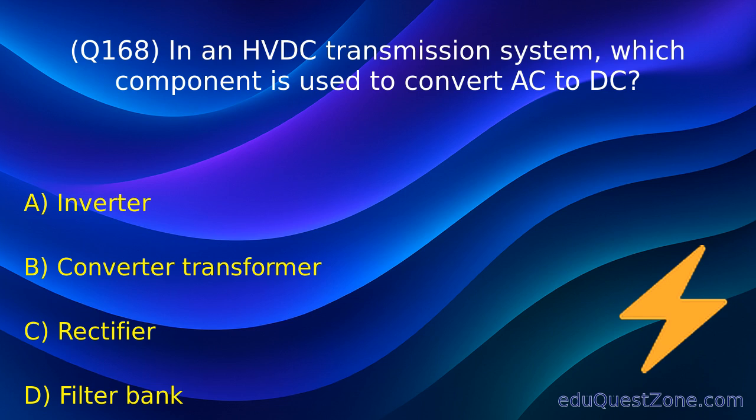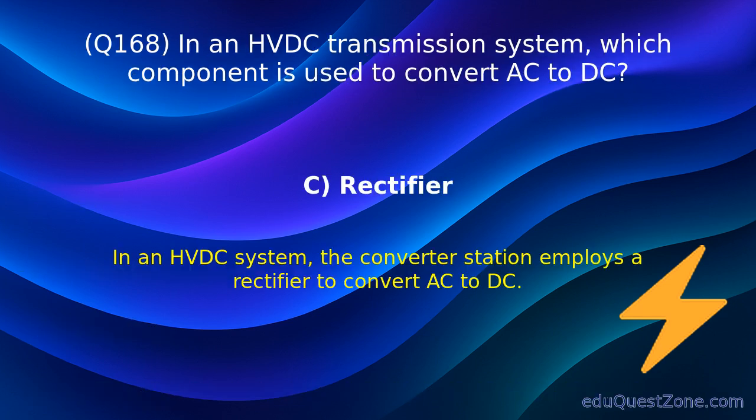Question 168. In an HVDC transmission system, which component is used to convert AC to DC? Option C, rectifier. The rectifier converts alternating current to direct current in HVDC transmission.